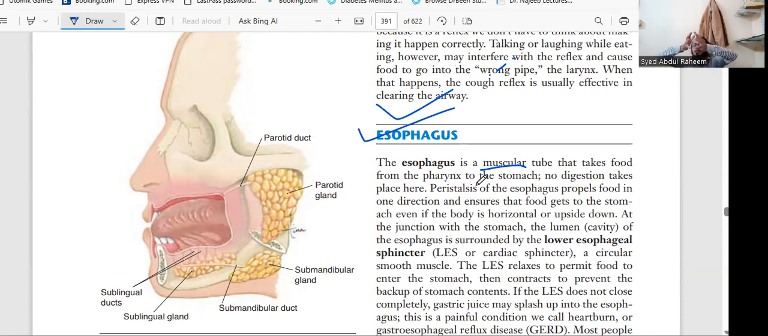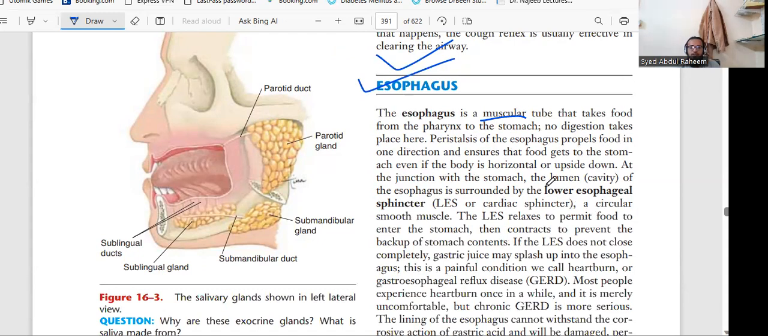Peristalsis means expansion and constriction, the peristaltic movement is like that. It happens so that food will enter into the stomach. Food will go in one direction only. It will not come outside. This ensures that food gets into the stomach even if the body is horizontal or upside down.